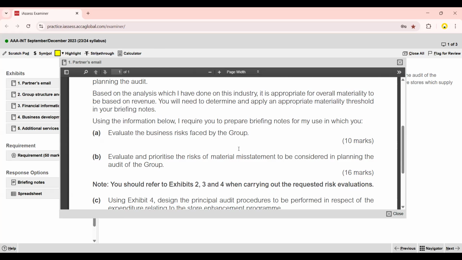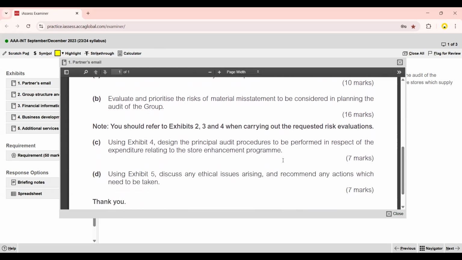Note, you should refer to exhibits 2, 3, and 4 when carrying out the requested risk evaluation. Part C. Using Exhibit 4, design the principal audit procedures to be performed in respect of the expenditure relating to the store enhancement program. So for Part C, we have to write procedures.